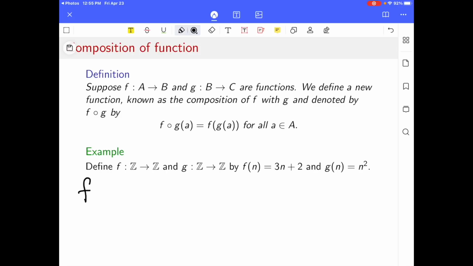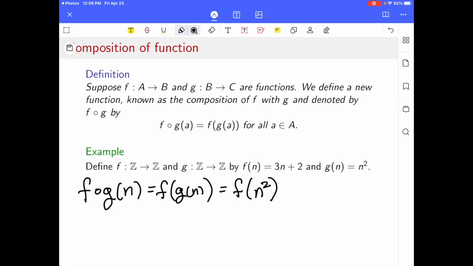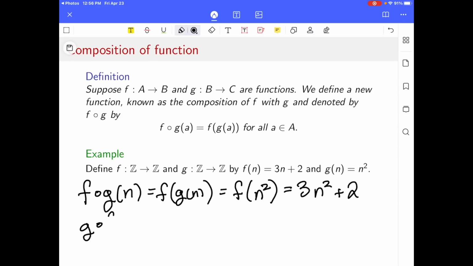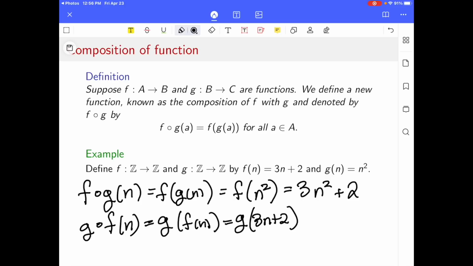So let's notice that f composed with g evaluated at n, like I said before, is going to be f of g of n. And so that's going to be f of n squared, given the fact that g of n is n squared. But now, applying f to n squared, we get 3n squared plus 2. Now let's compare that with g composed with f evaluated at n. So that's going to be g evaluated at f of n, which is going to be g evaluated at 3n plus 2, given that that's how f is defined.